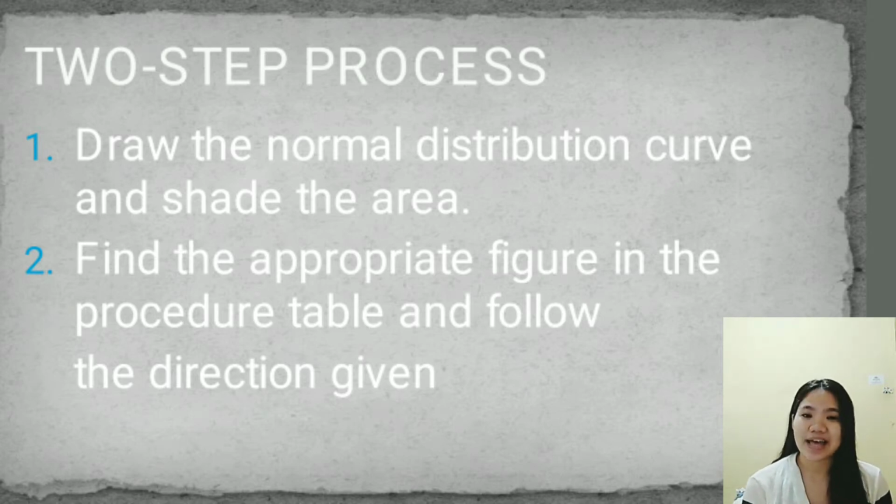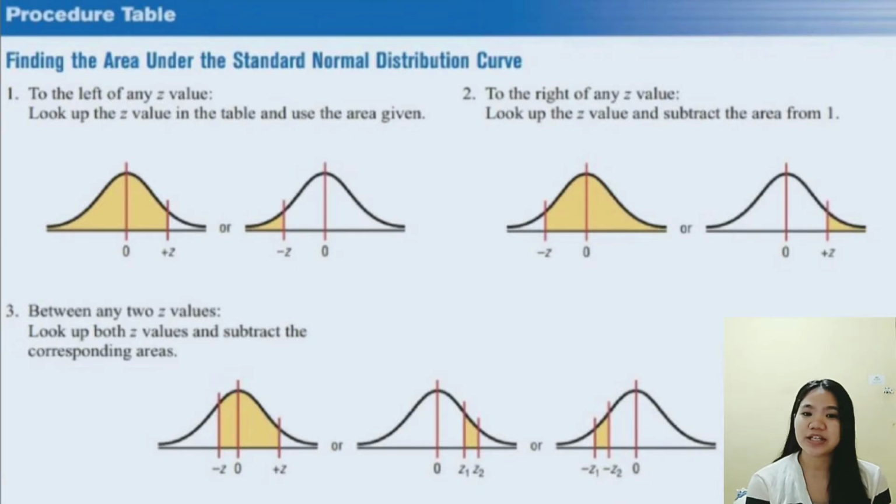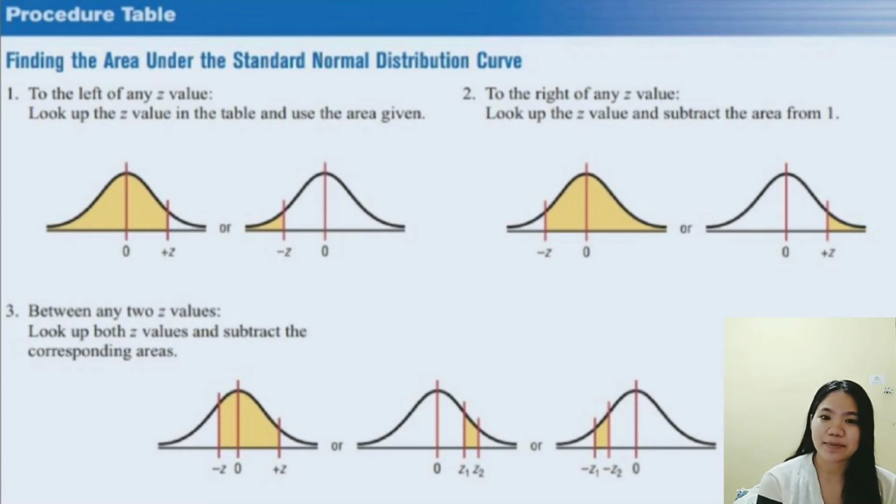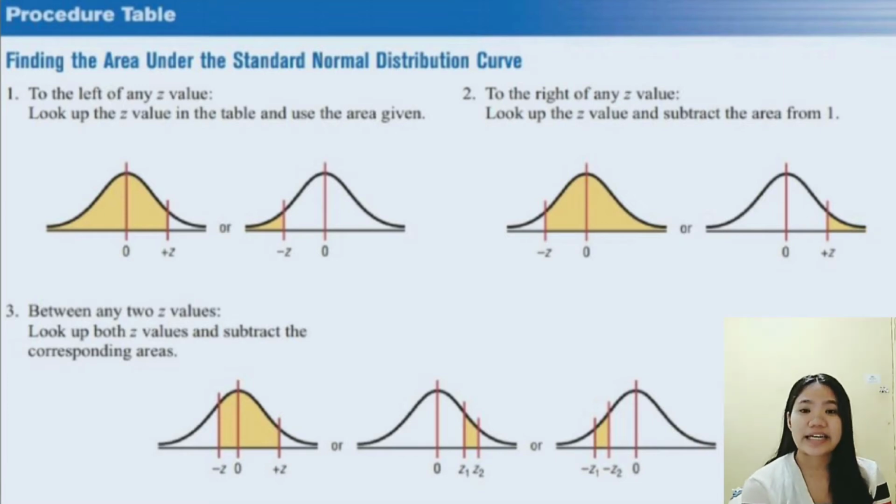So those are the steps that we are going to use in finding the areas of a standard normal distribution curve, and I'm going to have an example later on following the two-step process after I discuss the procedure table. The procedure table is presented as an aid in understanding how to use the standard normal distribution table and in visualizing problems. There are three basic types of problem and all three are summarized in the procedure table.